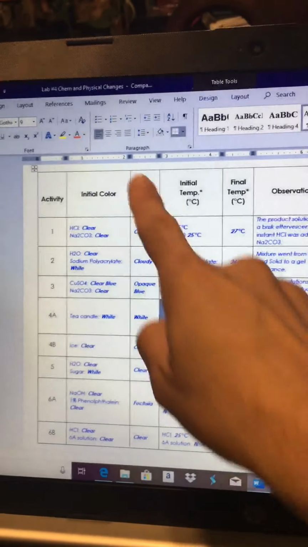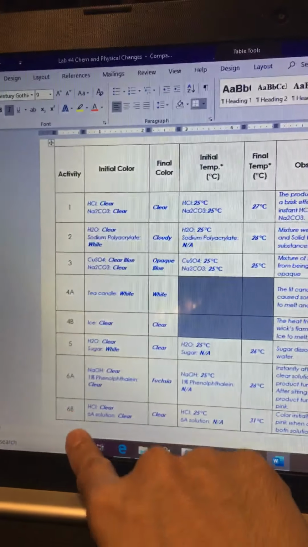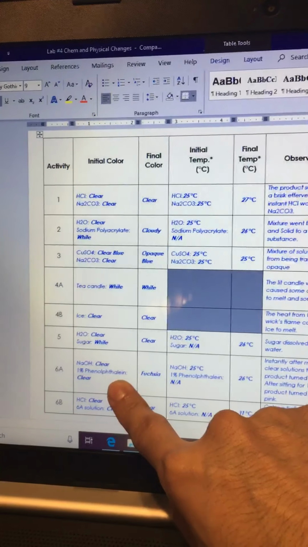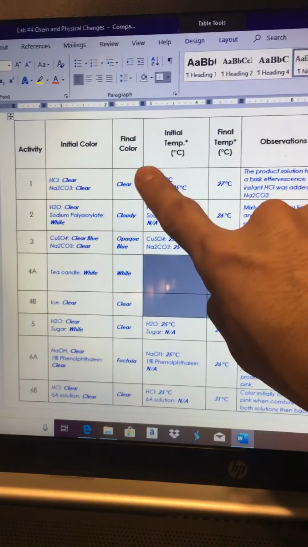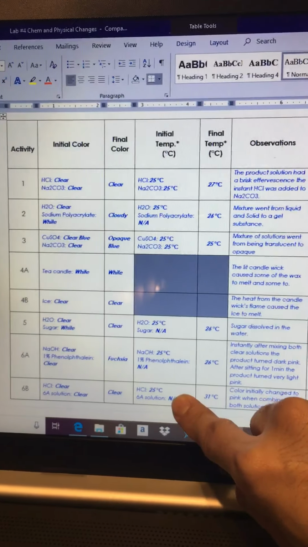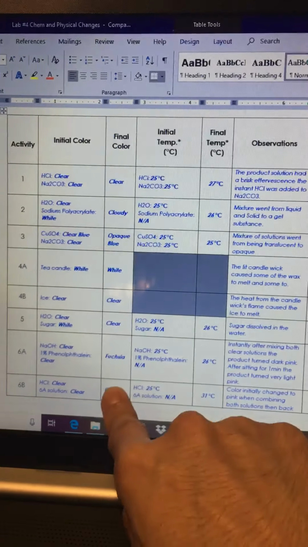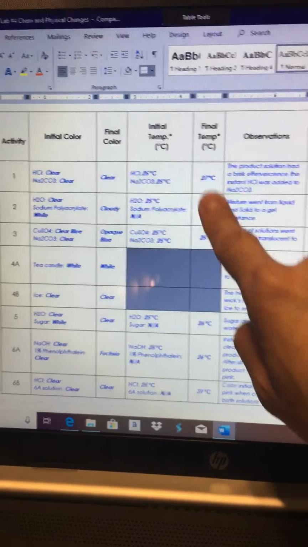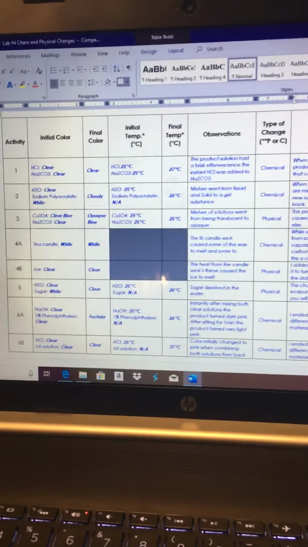Here I have what I have filled out in my table so far. For the first activity, if you can see here, it has the activity number, the initial color of our reactants, the initial temperature of the reactants, and then you come back over here and it has the final color of your product solution and the final temperature. Here I wrote the observations, the type of change that we think it is, and an explanation as to why we think it's either a physical or a chemical change.